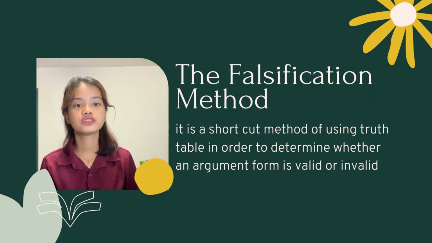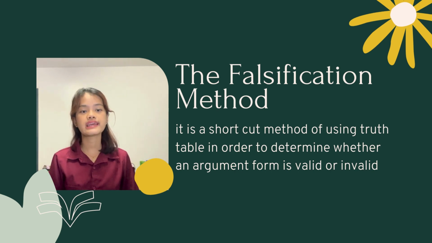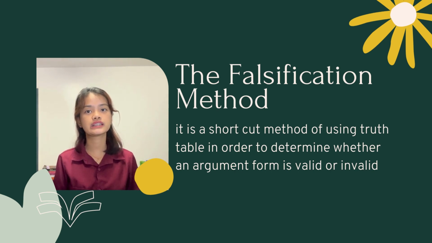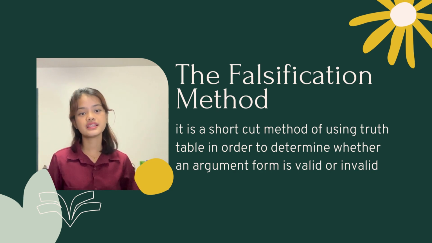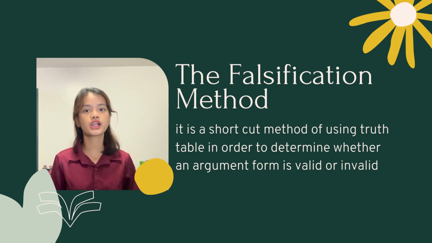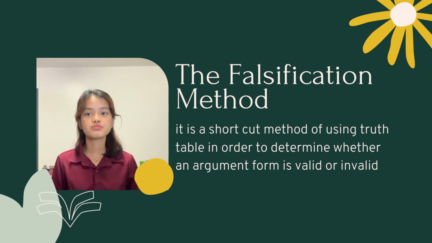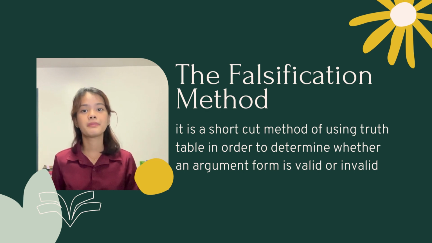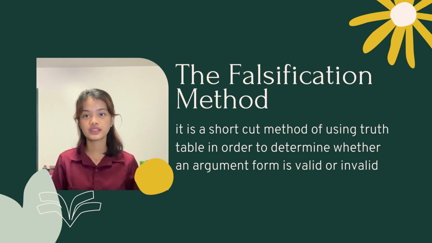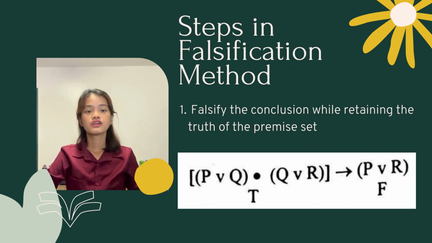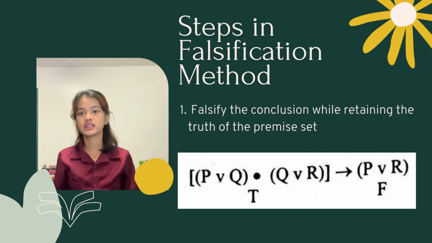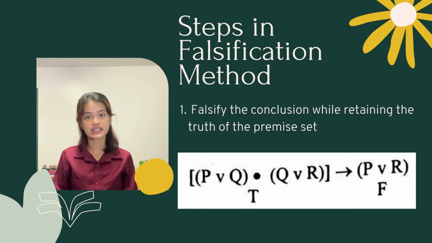Let us now move on to the falsification method, wherein it is a shortcut method of using the truth table in order to determine whether an argument form is valid or invalid. This method is needed when dealing with argument forms with 3 or more statements. Moreover, this method capitalizes on this by simply attempting to falsify the conclusion while demonstrating that the premise set is true. For example, itong naka-horizontal na logical structure as shown on your screen.